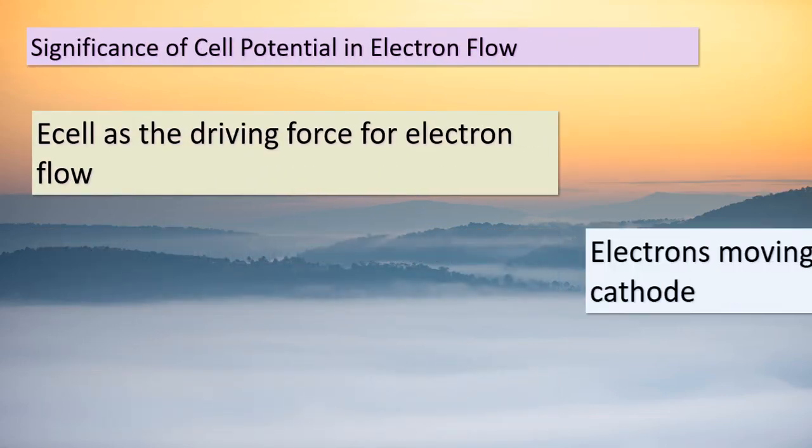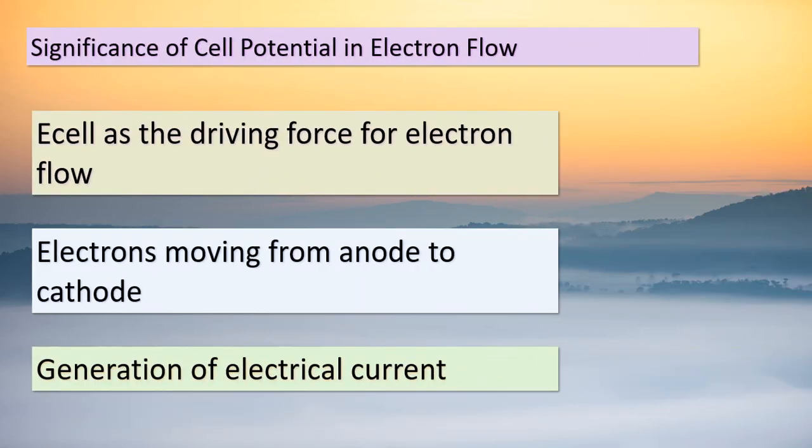Hello, brilliant minds. Today, we're uncovering the significance of cell potential when it comes to the flow of electrons. Imagine E-cell as the powerhouse behind the movement of electrons within a voltaic cell. Electrons dance from the anode to the cathode, and this movement gives birth to something extraordinary: electrical current. This flow of electrons is what powers the devices we use daily, from the batteries in our gadgets to the intricate circuits within electronic appliances.